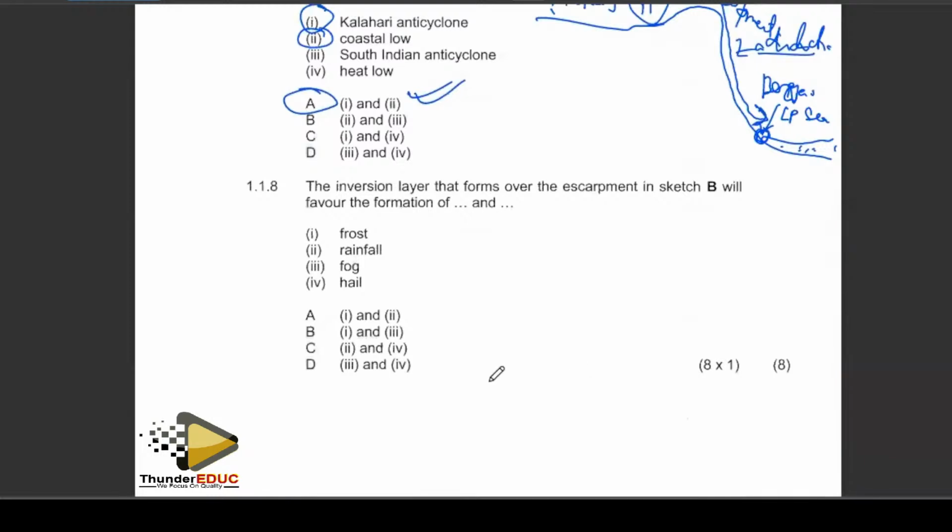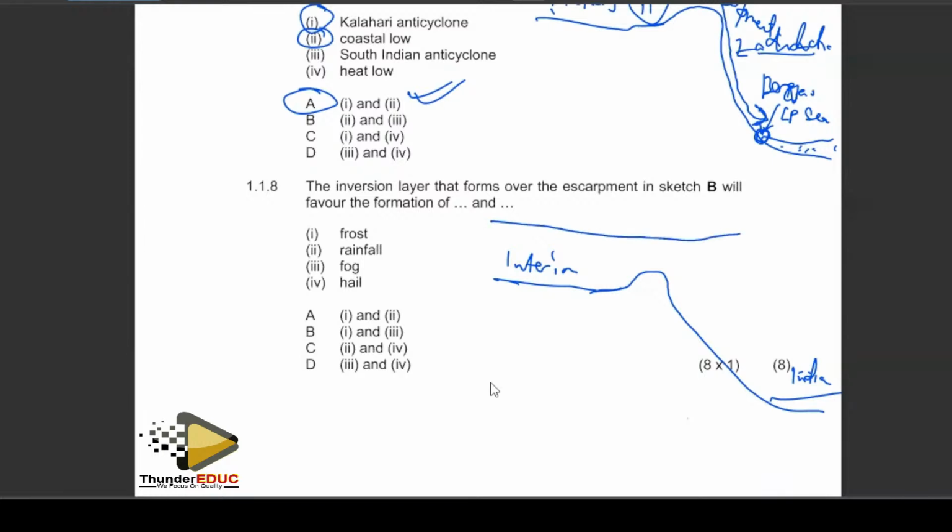Right, we'll move on to the next question. The inversion layer that forms over the escarpment in sketch B will favor the formation of dash and a dash. The inversion layer that forms, I think we do not need to spend much time there. In sketch B, it's typical summer conditions. We are saying this is our interior, this is the coast, and this is our Indian Ocean, and this is the interior. The inversion layer during the summer season, because of the displacement of the Kalahari high pressure cell, will be above the plateau. This will be our inversion layer.